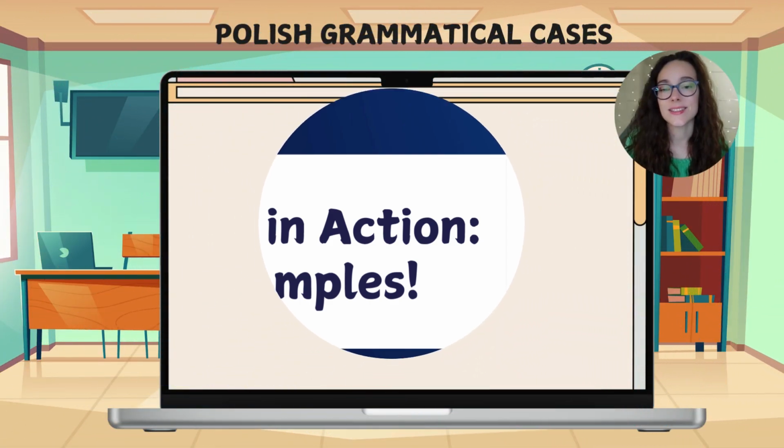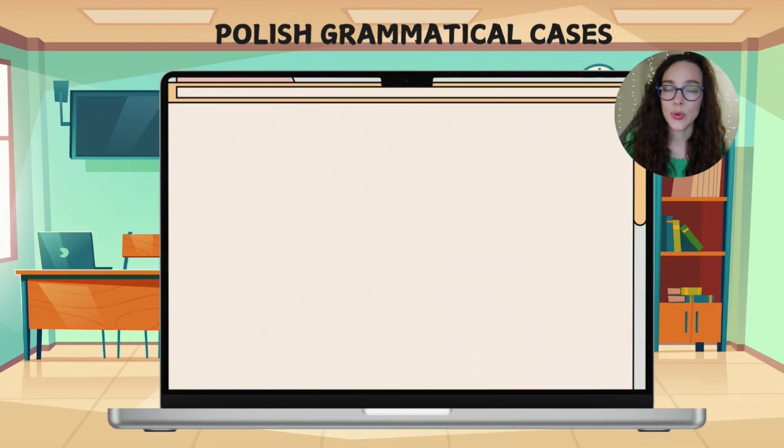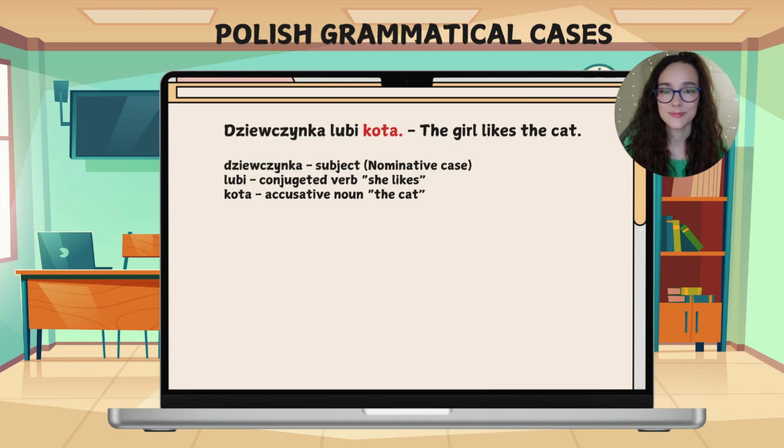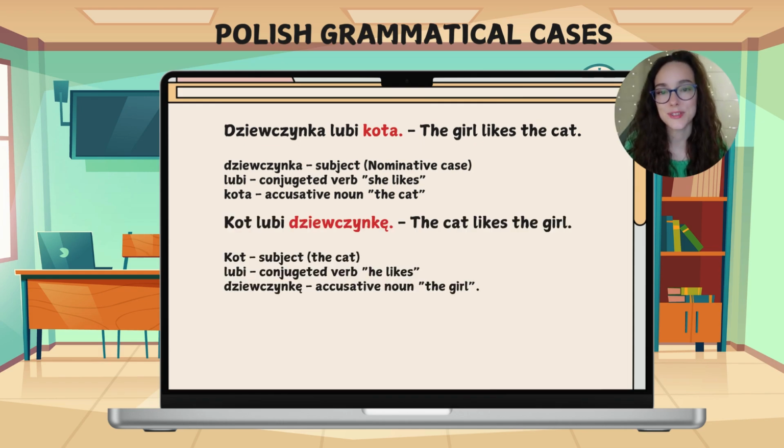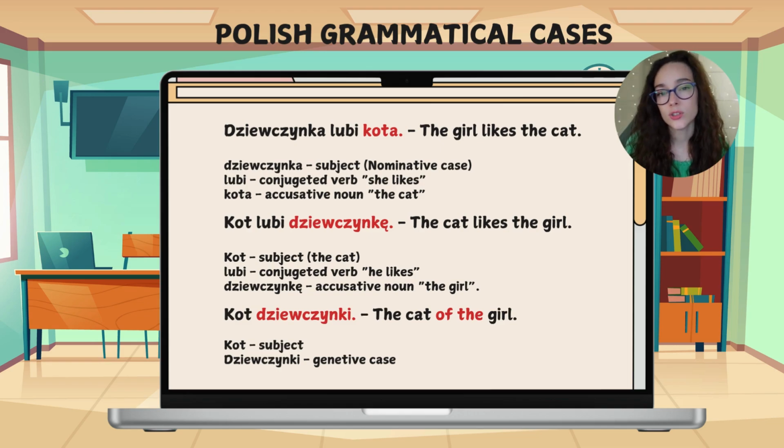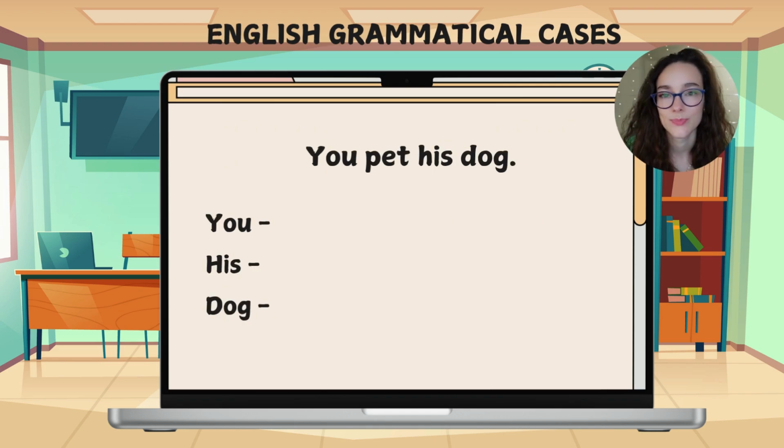And here's how cases look in practice. In Polish, dziewczynka lubi kota, the girl likes the cat; switch it around, kot lubi dziewczynkę, the cat likes the girl. In possession, kot dziewczynki, the cat of the girl.